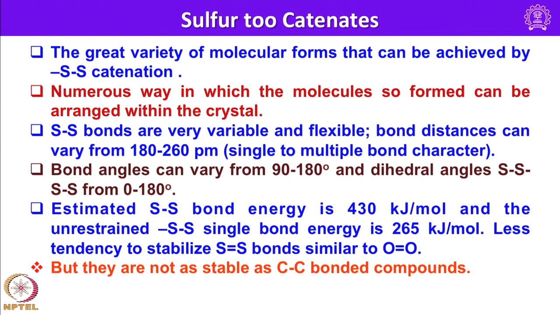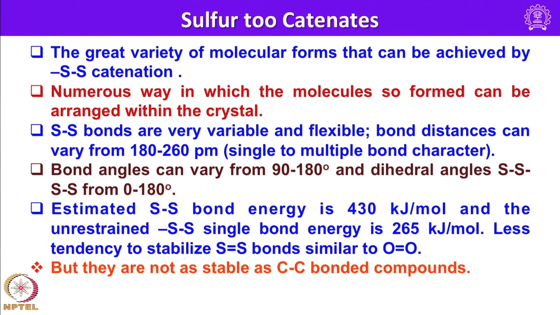Nevertheless, let me compare its catenation ability since we are talking about catenation of carbon. So, a great variety of molecular forms can be achieved by sulfur bond formation or catenation of S-S. There are numerous ways in which the molecules so formed can be arranged within the crystal. S-S bonds are very variable and flexible. Bond distances can vary from 180 to 260 picometers. There is some elasticity in the S-S bond in catenated compounds because of single to multiple bond character.